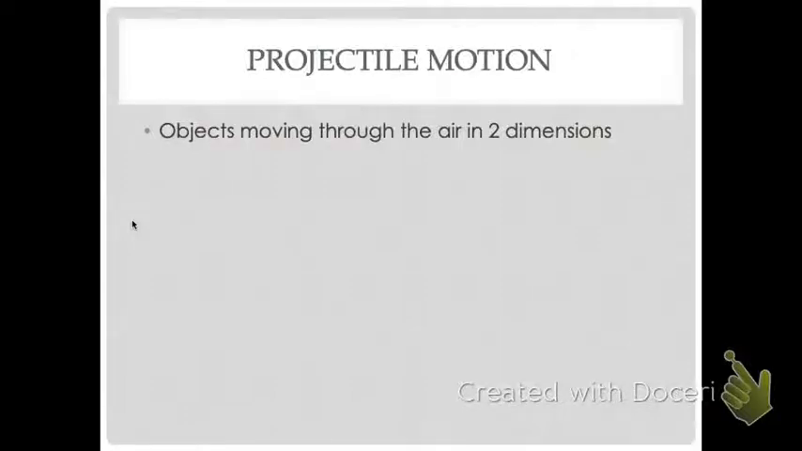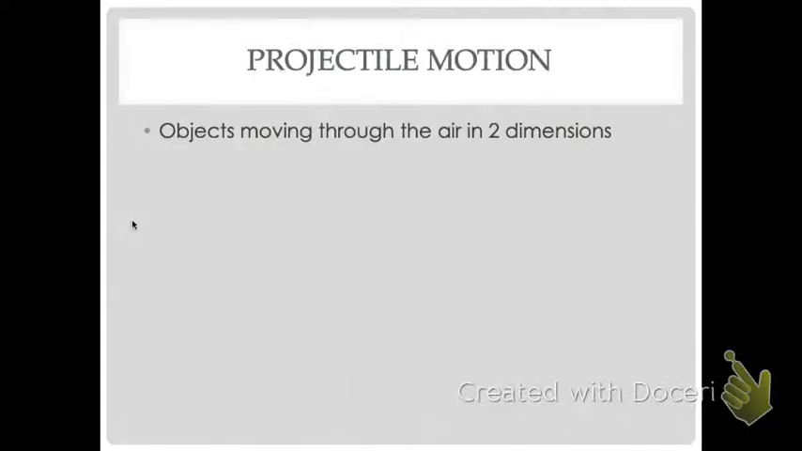Projectile motion is anything that moves through the air in two dimensions. When I say two dimensions, I mean it's moving both horizontally and vertically. So make that motion with your hand. What would that look like? Right? Any kind of an arced path.